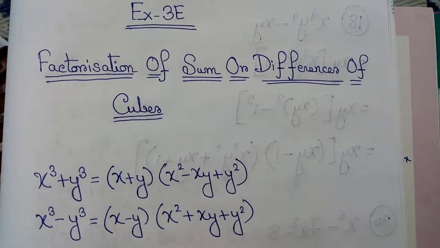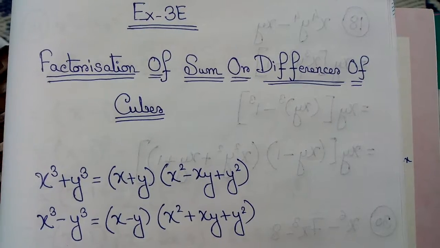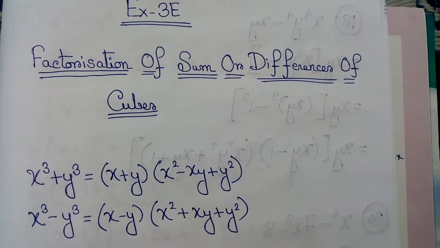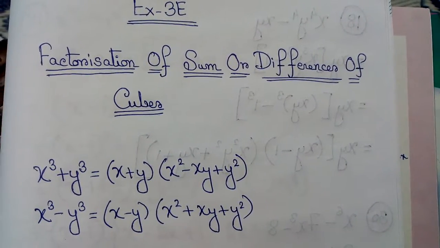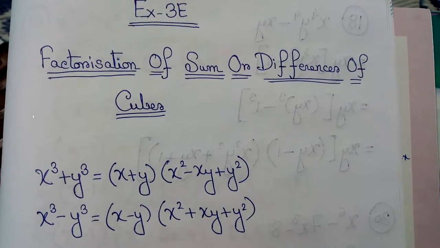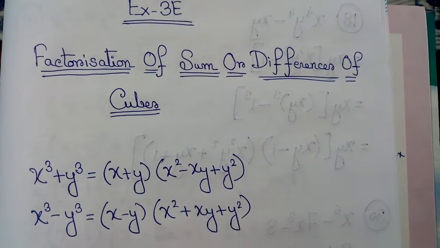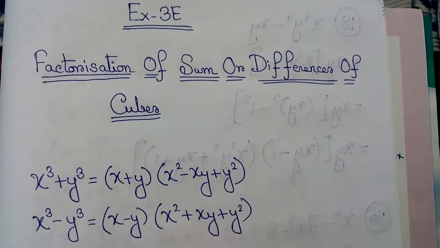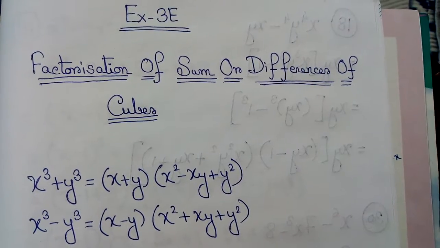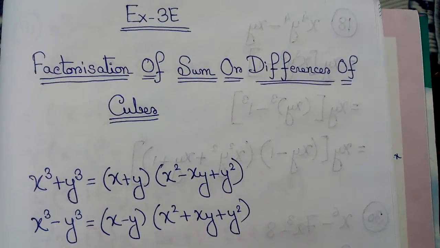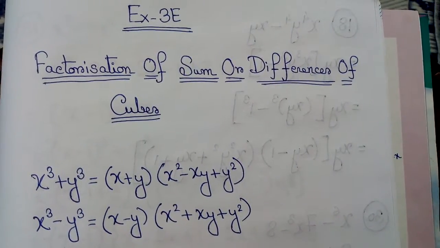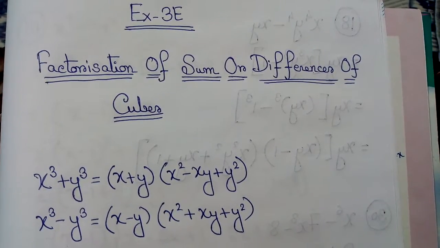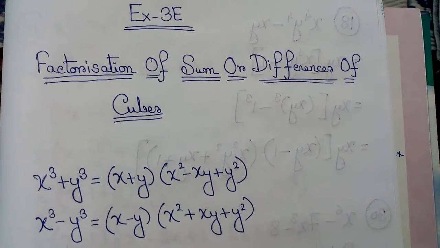Exercise 3E is based on factorization of sum or differences of cubes. So x cube plus y cube is equal to (x plus y)(x square minus xy plus y square). X cube minus y cube is equal to (x minus y)(x square plus xy plus y square). So you can see that there is sum of cubes and difference of cubes. I will be mainly using these two formulas for solving the sums. So let's start with the sums.